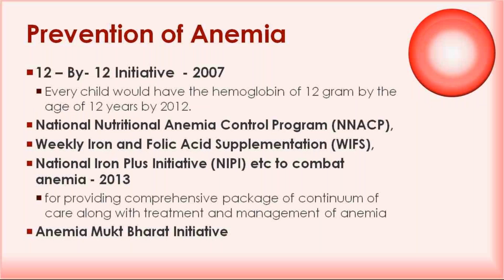That is the diagnostic method. How to prevent it? These are the national programs. The 12 by 12 initiative started in 2017. Every child would get a hemoglobin of 12 grams by the age of 12 years by 2012. That was the time when they initiated this one. And of course, we are past 2012 by now.